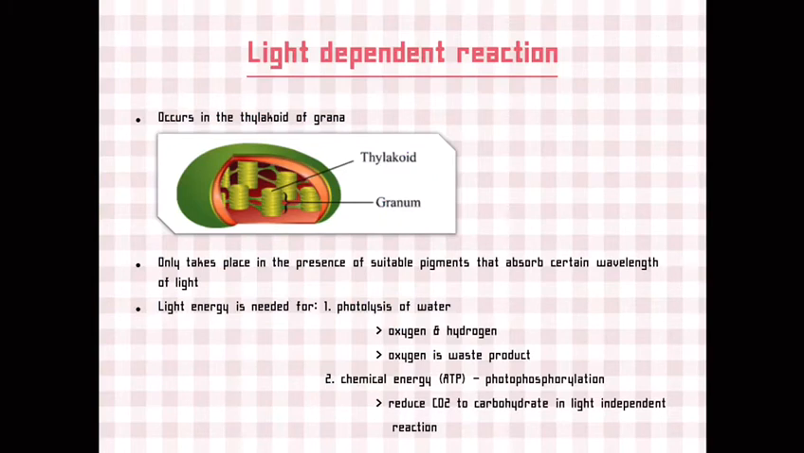Basically, two sets of reactions are involved in photosynthesis. Let's discuss the light-dependent reaction first. The light-dependent reactions include the splitting of water to get hydrogen ions, in other words called photolysis, and synthesis of ATP, which is photophosphorylation.